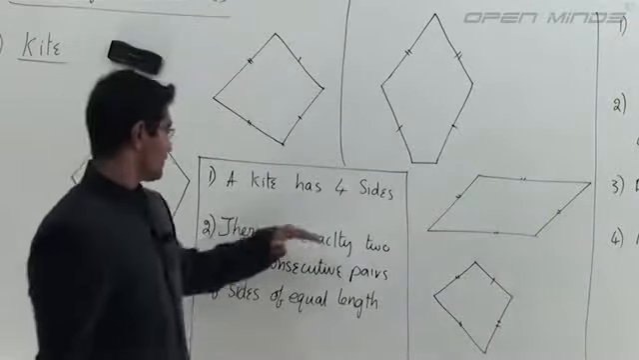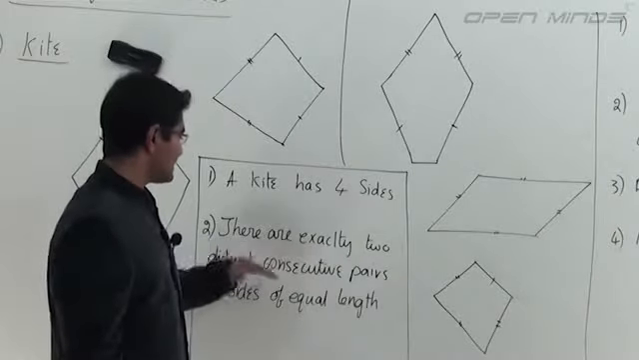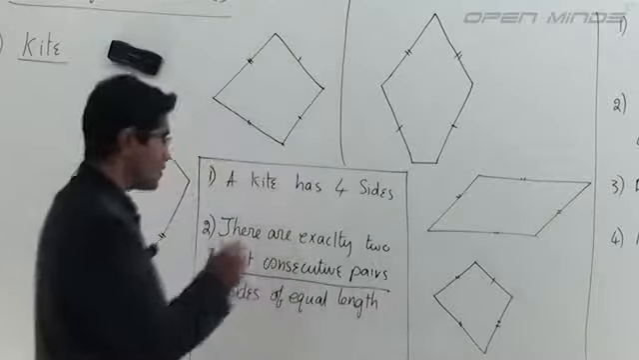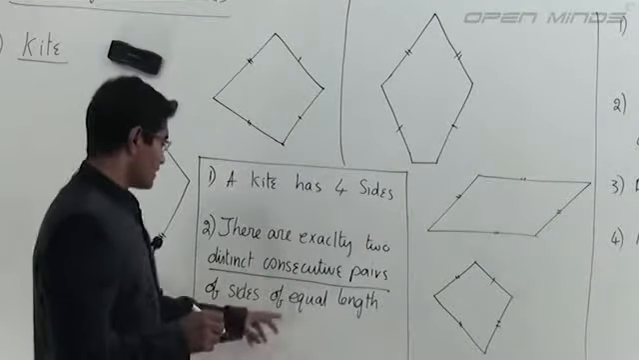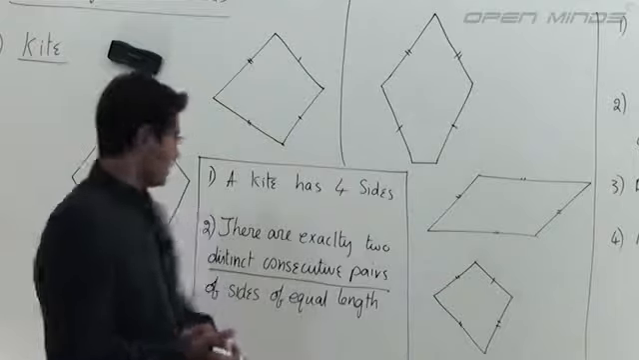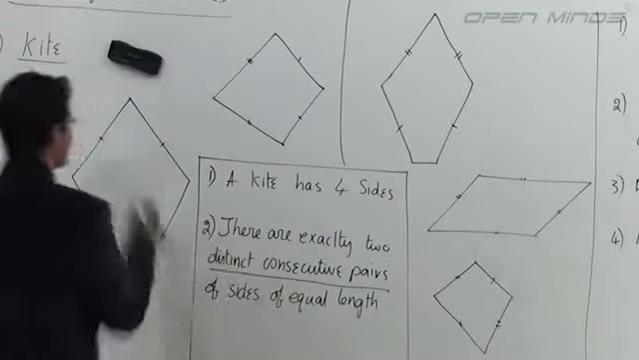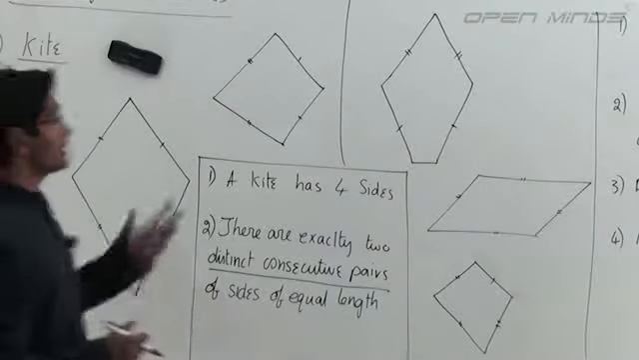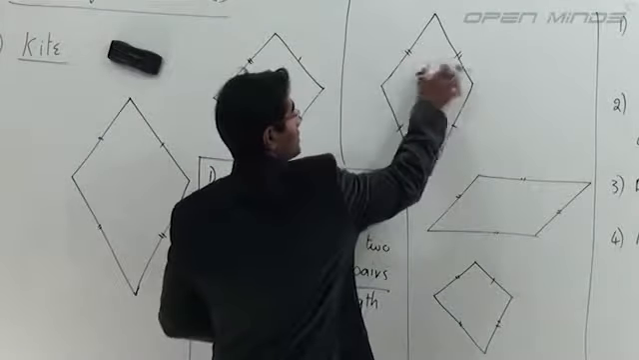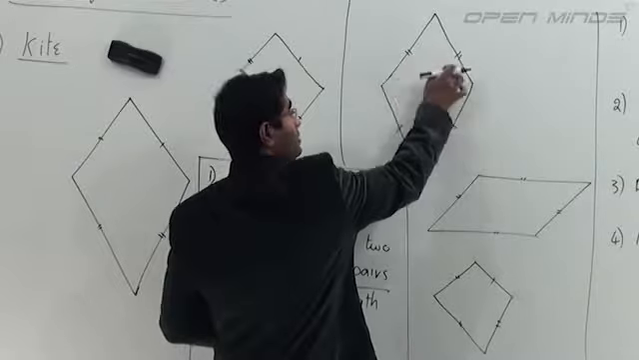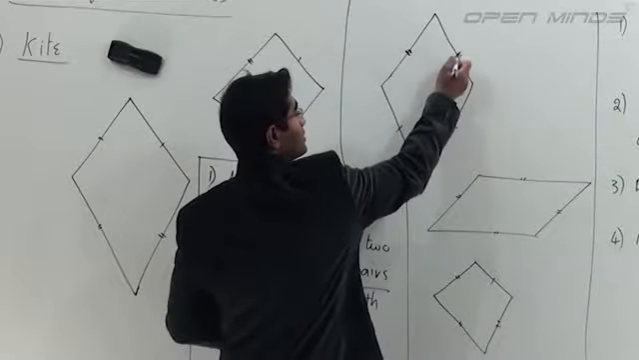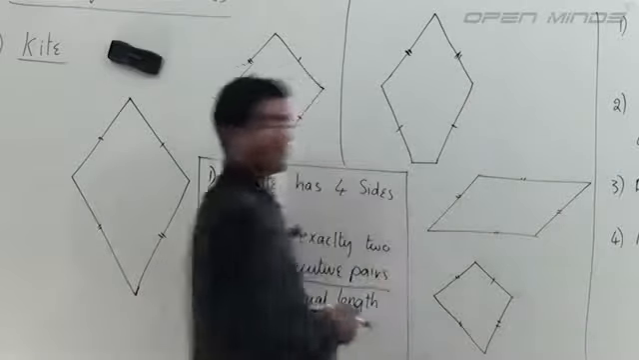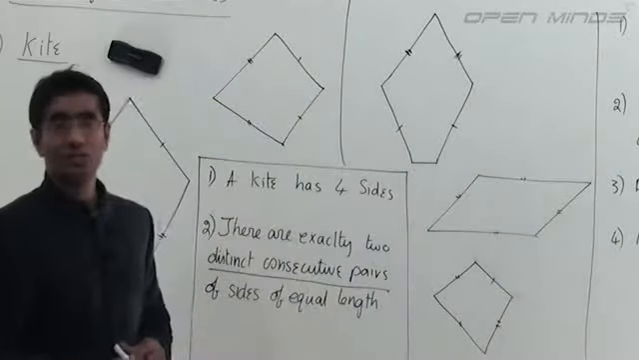There are exactly two distinct consecutive pairs of sides of equal length. This is very important. Consecutive means these two are next to each other. In this case, these two are consecutive, next to each other, and they're equal also. But I can see in this diagram there are 1, 2, 3, 4, 5 sides, so that doesn't make it a kite.